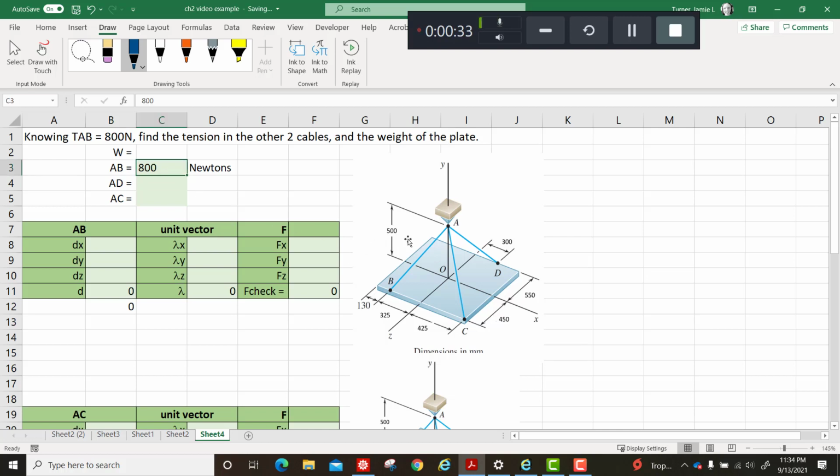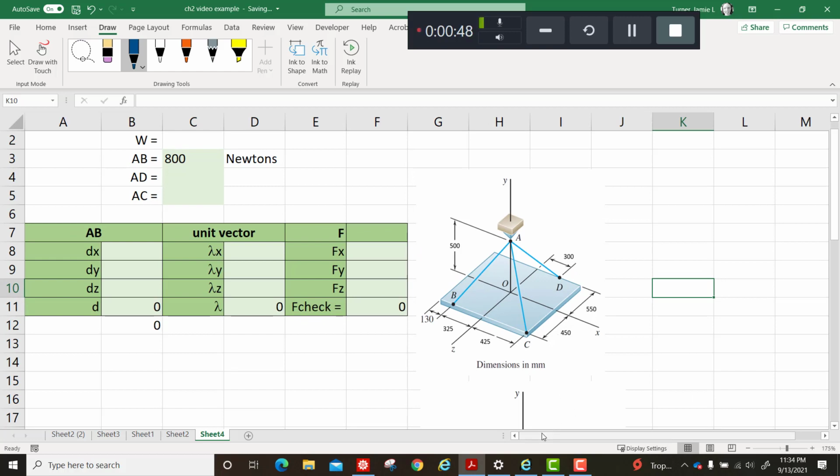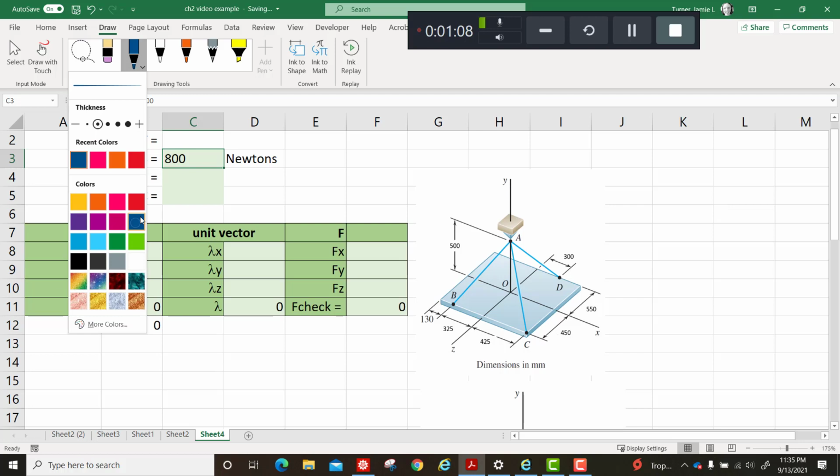So let's start out, and let's say we have AB, that we know the tension of it, and we're going to figure out everything else. So the first thing to do is to split things into XYZ components, and we're going to do that with unit vectors. So there's a cable, and the cable has a length and a direction, and then there's a force, and that force has a different length. But because the force is in the same direction as the cable, it turns into a bunch of similar triangles. The ratio of all the sides is the same.